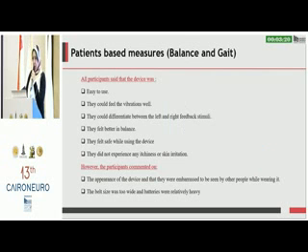After testing the device, we asked each participant to answer a questionnaire to know the perspective of the patient about the medical device. All participants said that it was easy to use. They felt the vibration well. They could differentiate between the right stimuli and the left stimuli. They felt better in balance. They felt safe while using the device. They didn't experience any skin irritation.